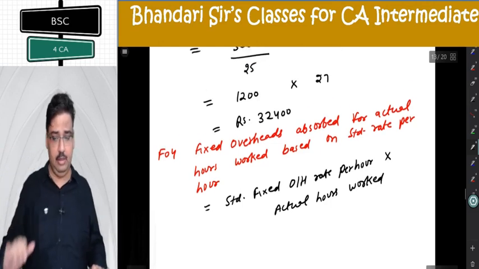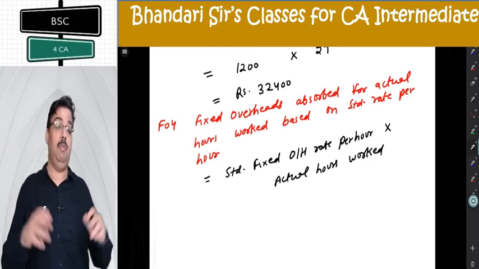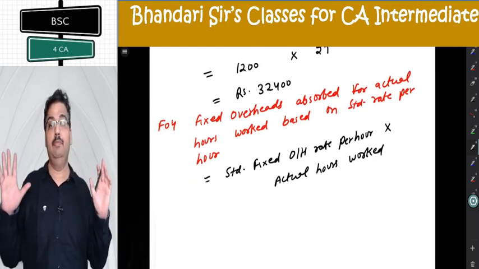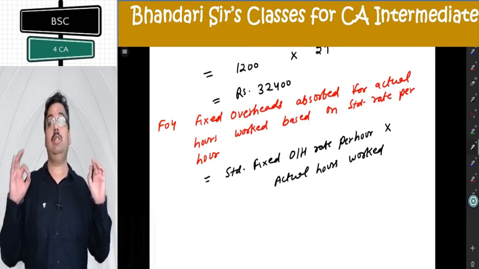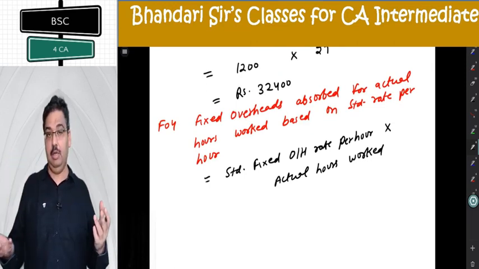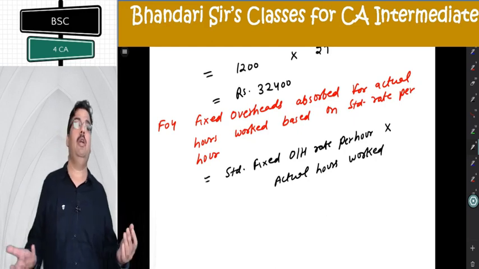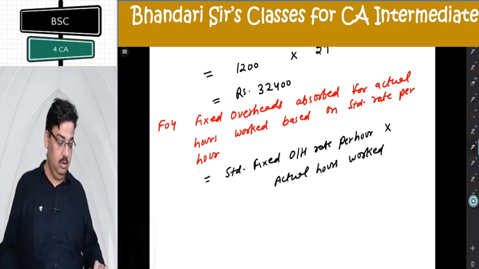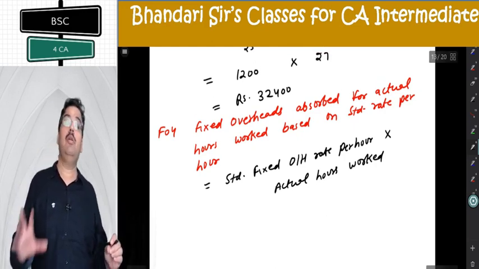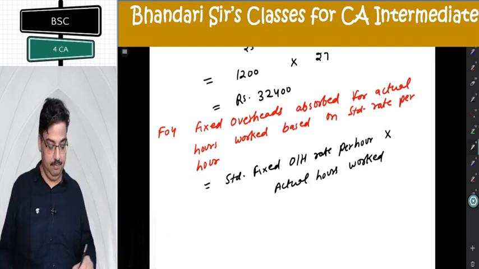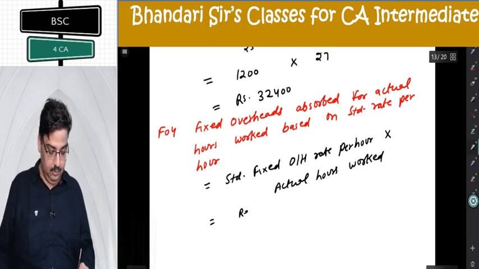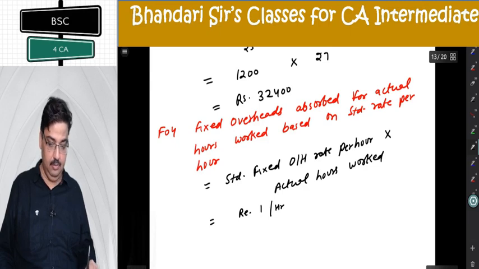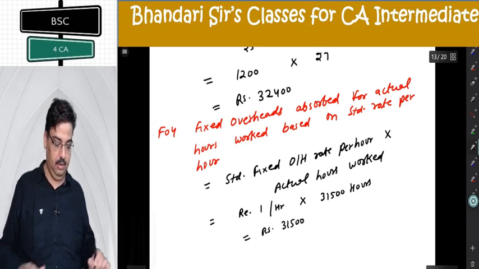Below the table, both the things are directly given. Budgeted rate per hour and standard rate per hour are the same. Budgeted and standard are the same when they are given per hour, per unit. In totality, they may be different. I have talked about that earlier in the flexible budget also. But in totality, per hour they are the same. So you are given rupee 1 per hour multiplied by 31,500 hours. So it is rupees 31,500.